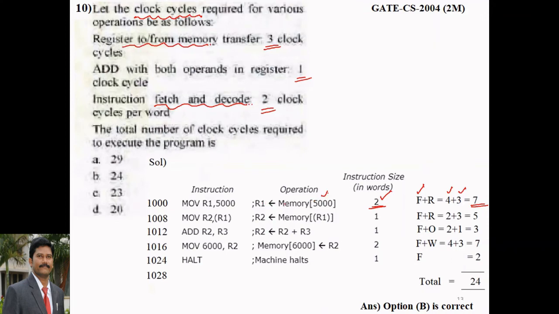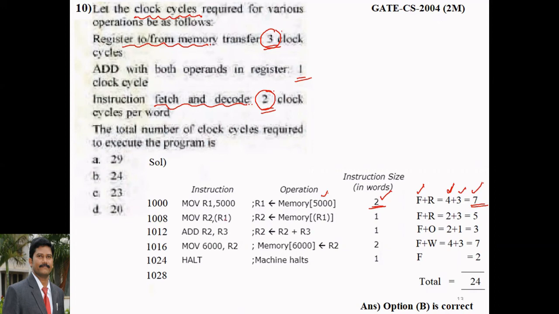So actually the CPU has to fetch this instruction first. That means 2 words is the instruction size, so 2 times it needs to fetch. That's why fetching the instruction takes 2 plus 2, 4. And after fetching the instruction, it has to execute the instruction. What is the execution of this instruction? Reading the data: go to memory and read the data. For reading the data, it takes 3 clock cycles. So 4 plus 3, it takes 7.